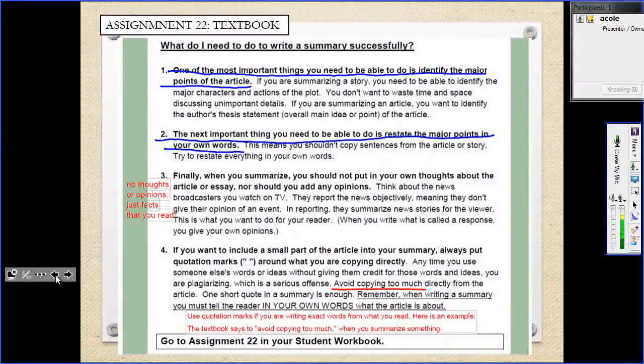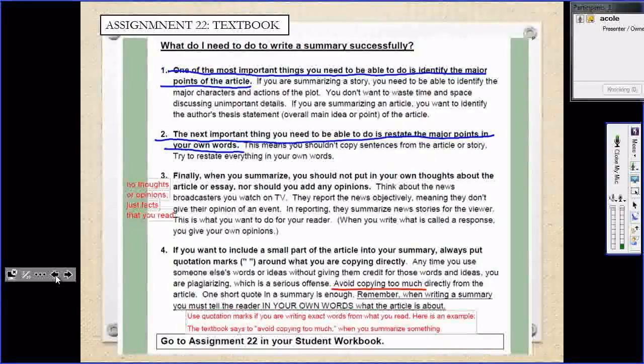I'll give you another example when we get there. But that's what you're doing. You're reading this and you're writing it out, but you're using your own words to write it out. It's actually pretty simple as long as you understand what you need to do with the assignment here.